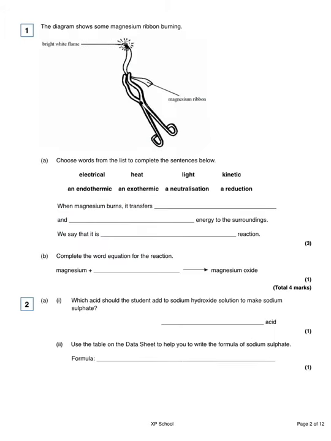So, when magnesium burns, it transfers heat and light to the surroundings. We say this is exothermic because it's giving out heat and light, it's giving energy out. Complete the word equation. Magnesium add oxygen will make magnesium oxide.